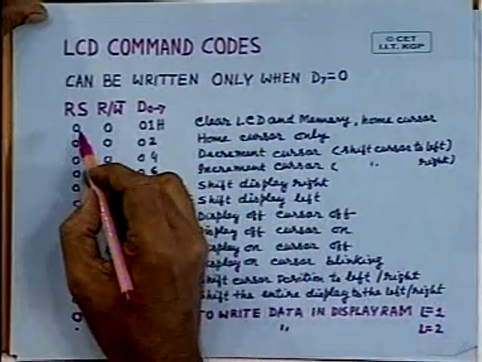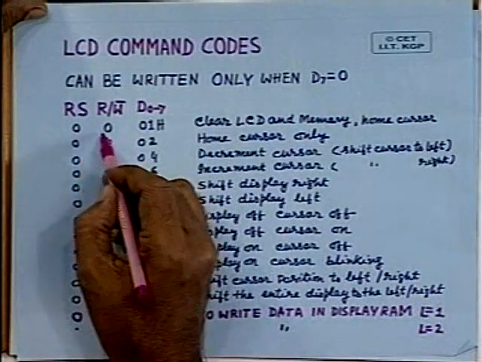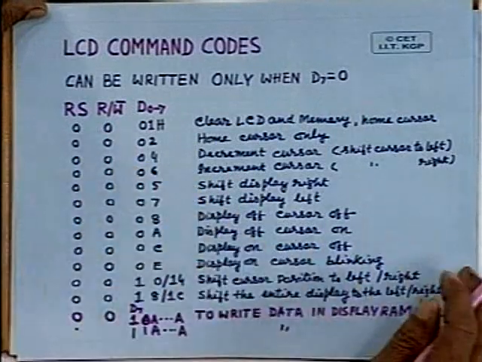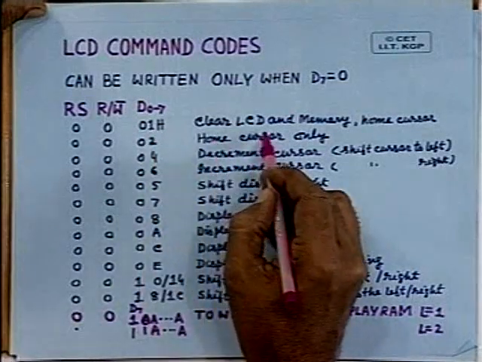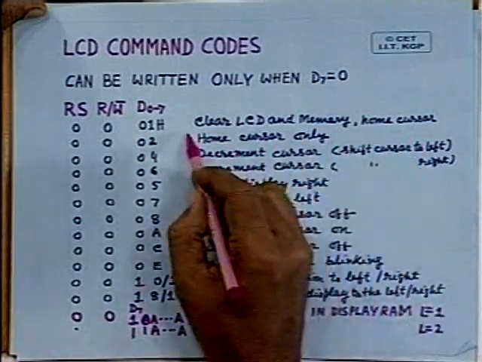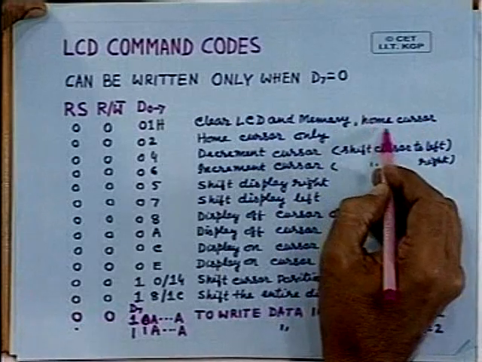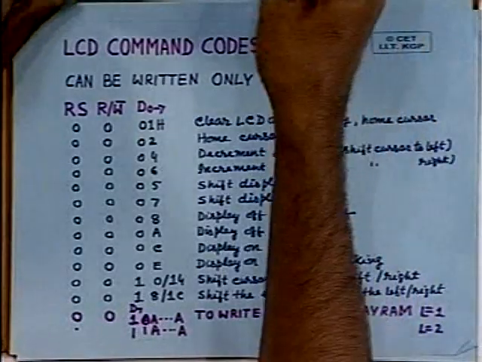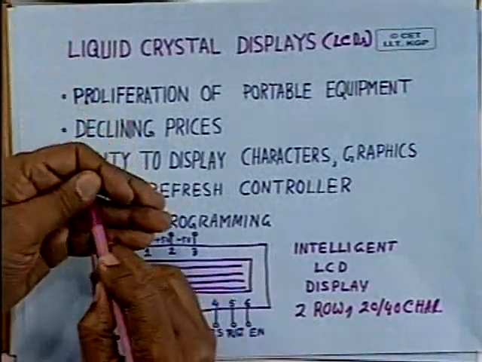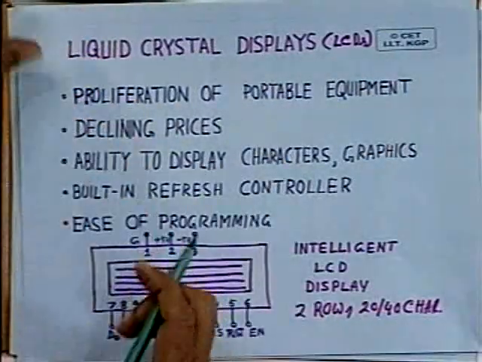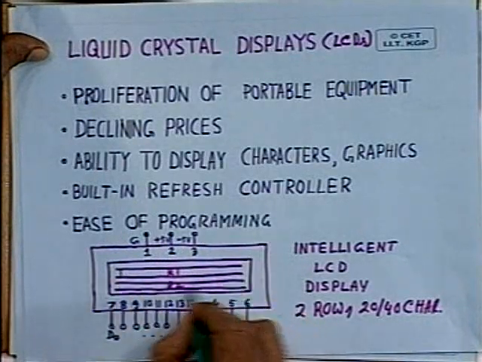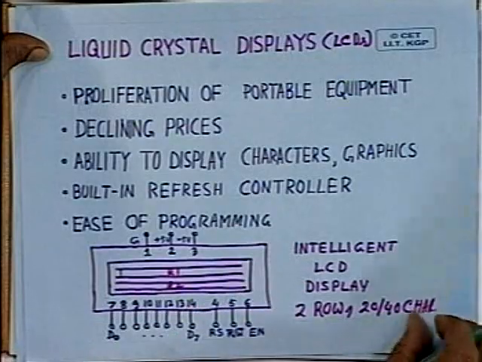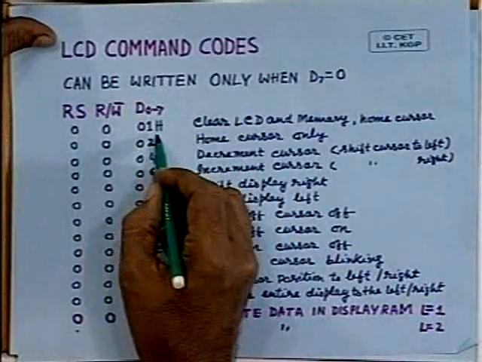If the RS line is 0 and read/write is 0, then you are performing a write operation. If 01 is the code in hex, then it clears the LCD and memory, and there is a cursor on the display. The cursor can be in any position. The cursor position can be home, meaning it will go to the first position, or it can be positioned at any one of these display lines, and that can be performed with the help of this command.